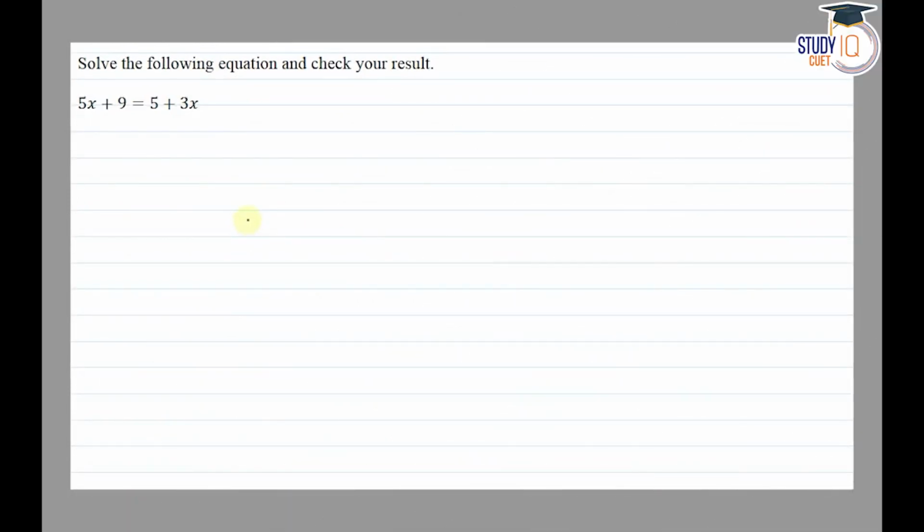Hello everyone, this question appears in the class 8th NCERT chapter of linear equations in one variable. This is the third question of its exercise 2.3. The question says: solve the following equation and check your result. 5x + 9 = 5 + 3x.